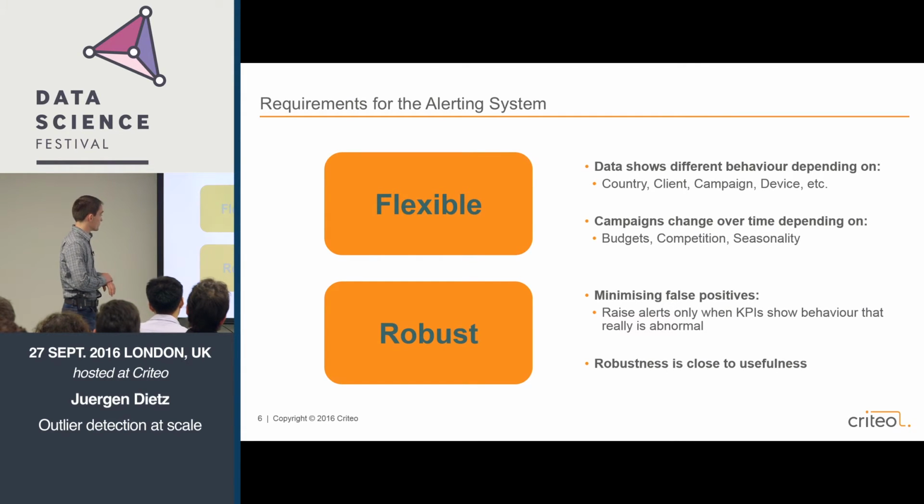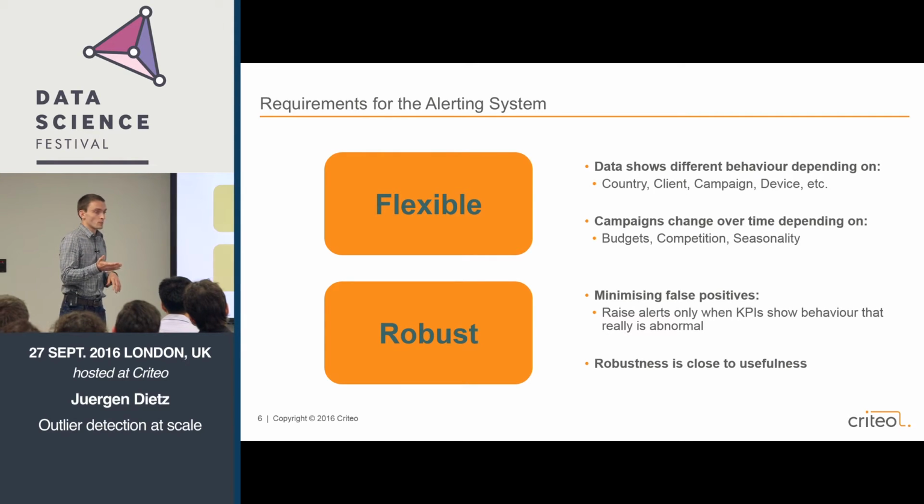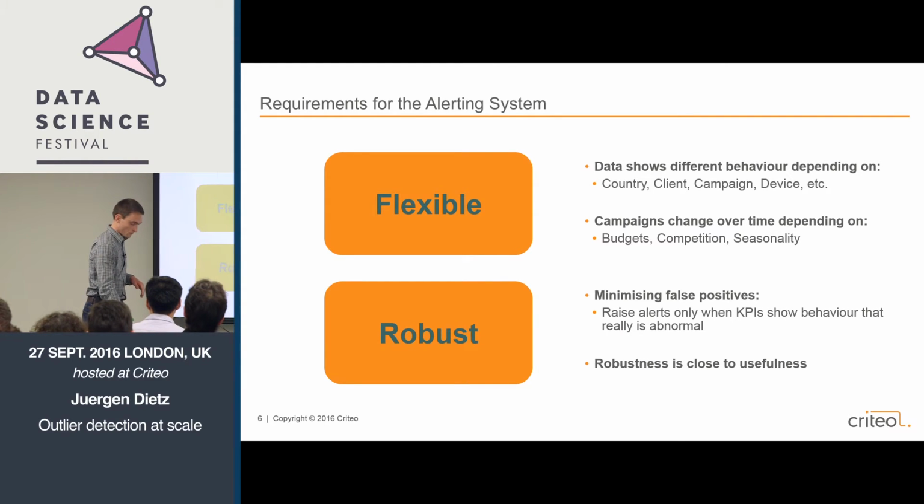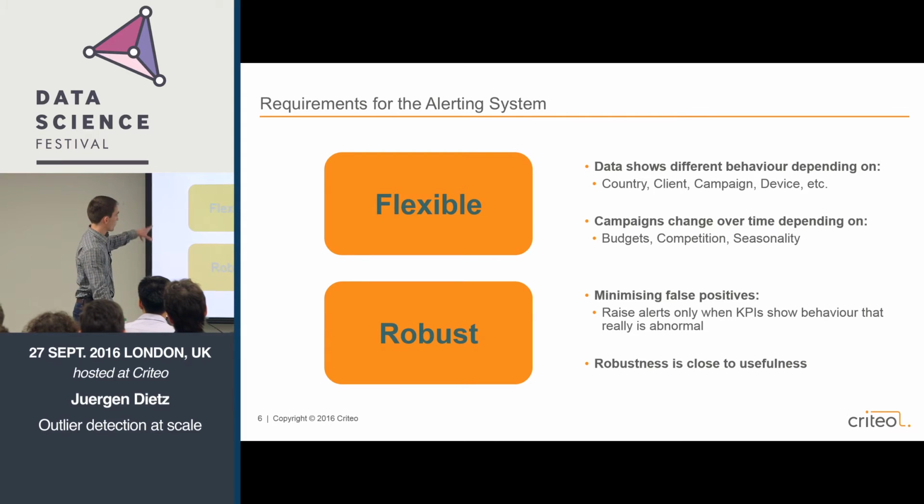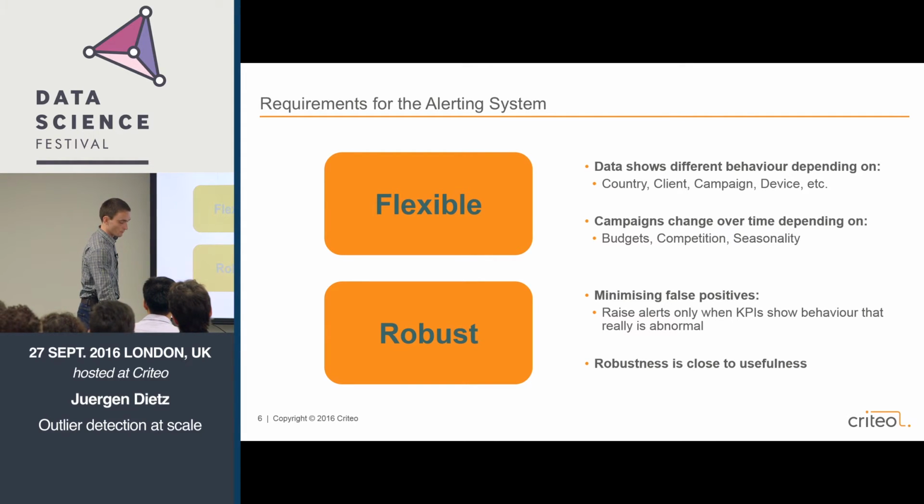And finally, it has to be robust. We want to minimize false positives, because the usefulness is very much tied to that. If we have 20,000 campaigns with 10 metrics each and we raise 10% or even more false positives, it's very quickly going to be unusable, right? Okay, so we're going to see how we implement all of these points.